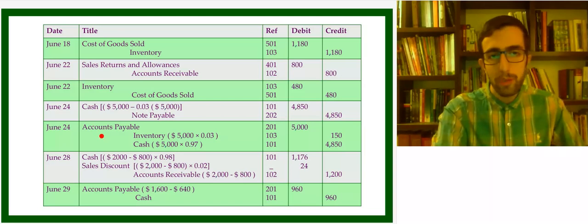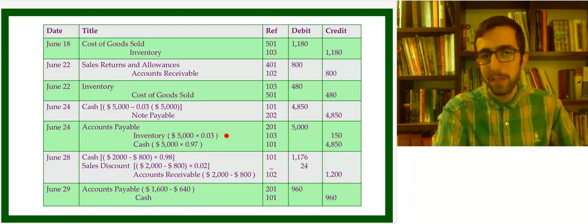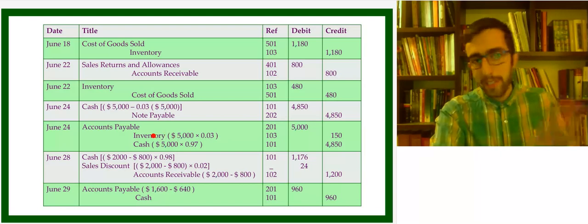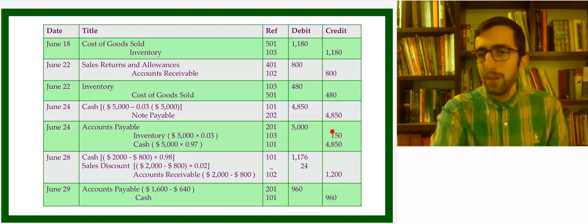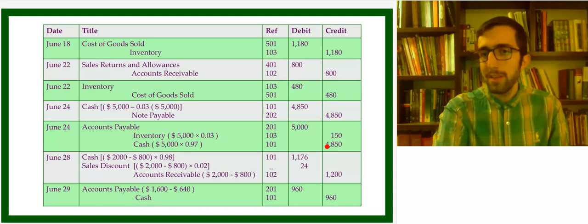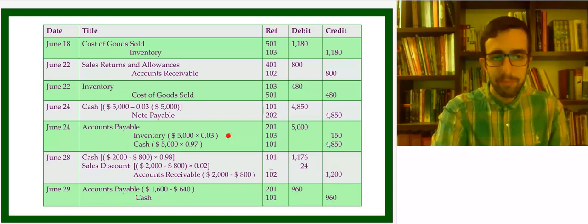And another entry, the transaction for June 24: accounts payable $5,000 on the debit side because it decreased, and inventory and cash $4,850.